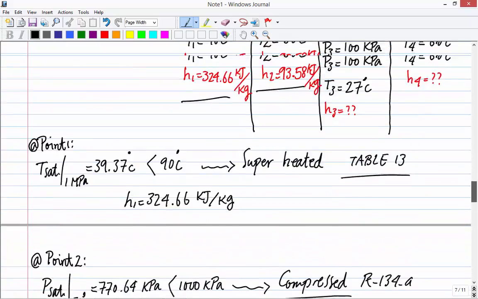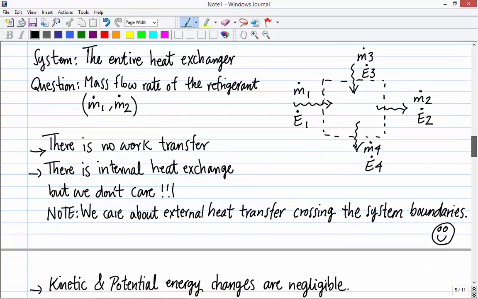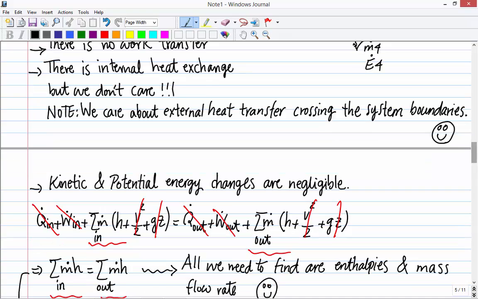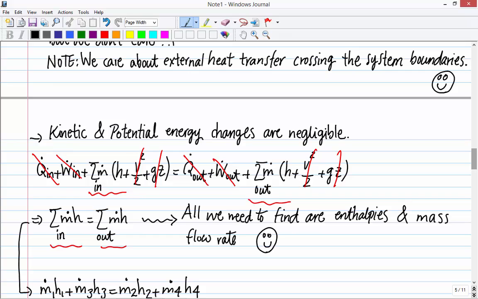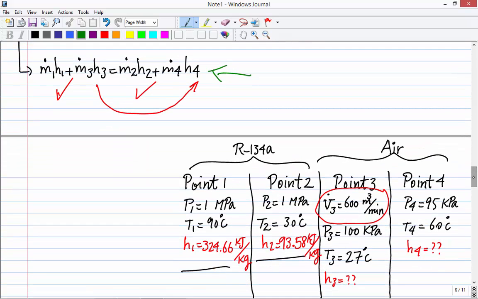Let's go through the example, since we started here. We defined our system, then we said what we're looking for. The question was the mass flow rate, m dot, for the refrigerant at point 1 or 2, they're the same. There's no work, no external heat transfer, and kinetic and potential energies were 0, so the first law equation was summarized into this, and then all we needed to do was find enthalpies and the mass flow rates.